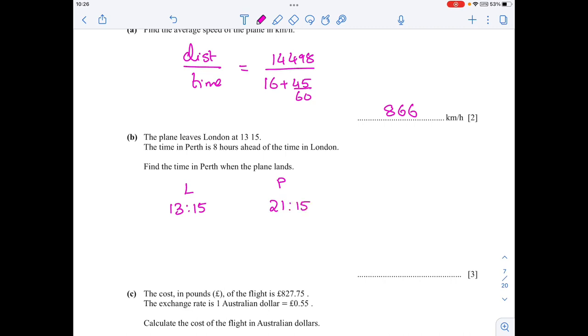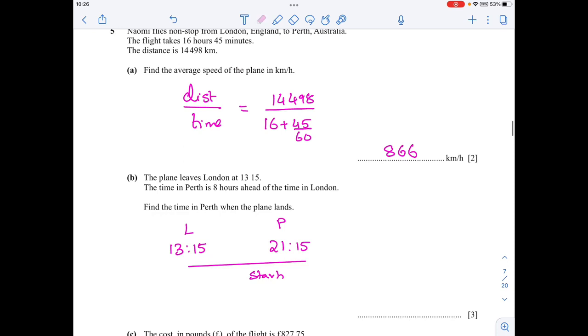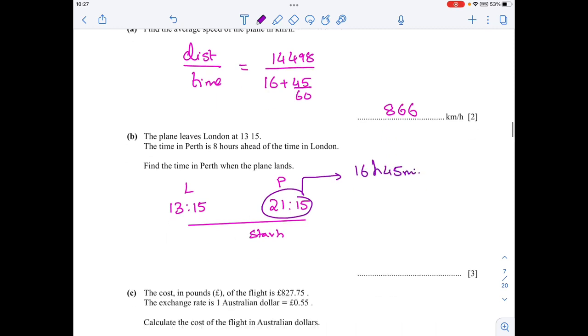21:15. Now this is the starting time. It starts at 21:15. Now how many hours does it take? It takes 16 hours 45 minutes from there. So I have to add 16 hours 45 minutes. So first of all, what should I be doing?